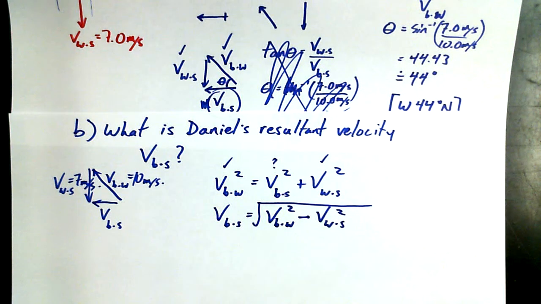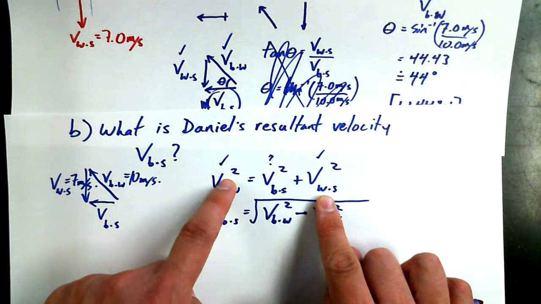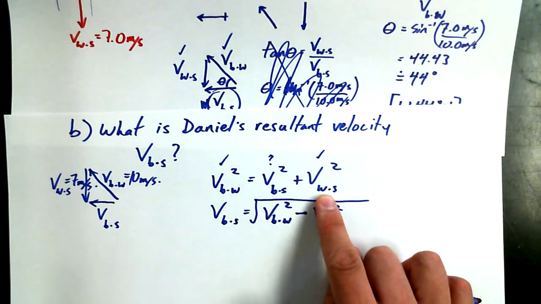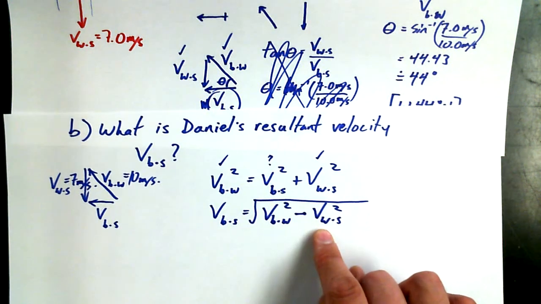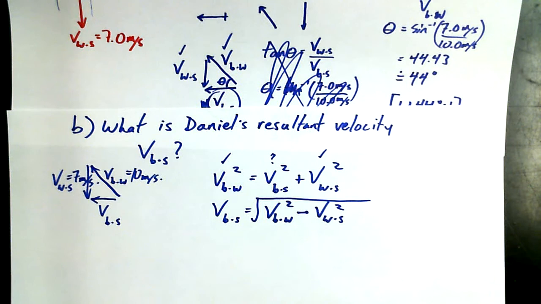I want to make sure people know where that minus sign came from. It's because I took the VWS squared over to the other side of that equal sign. It became negative VWS squared. And then I square root both sides. I'm cutting out some steps, but these are steps that we should be able to follow.